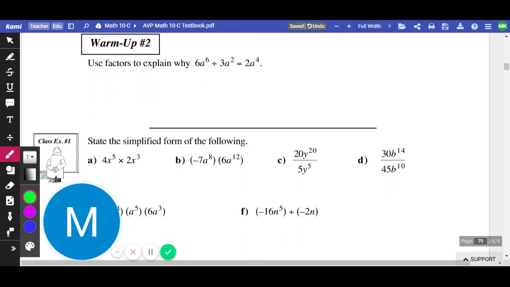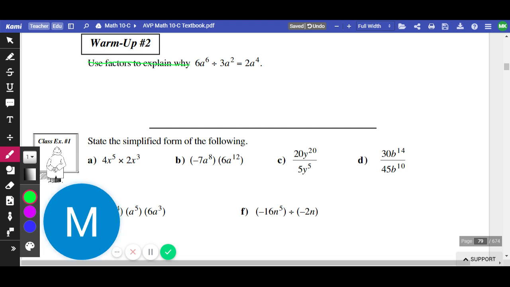Actually, let's do this one because I want to rewrite it. So we have this question here. It says use factors to explain why 6a to the power 6 divided by 3a to the power squared equals 2a to the power 4. I'm not so worried about that part. I just want to try to answer this question and see if it's the right answer.